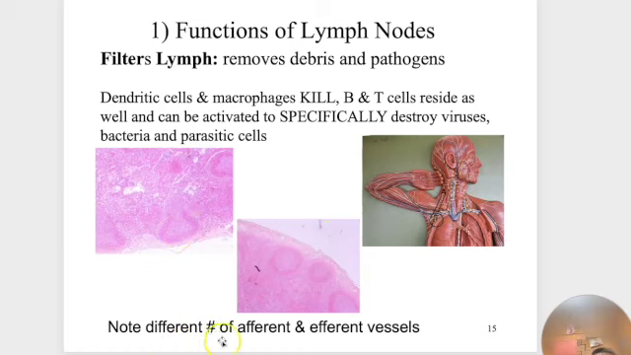Now it says note the number of afferent and efferent. Afferent, you guys remember, is vessels that are coming in. E for exit, efferent vessels. So on the afferent side, there are 3 vessels. If you look at this in the microscope and you see 3 of these, it would be afferent. Efferent has 2 vessels. Remember that, please. Afferent 3, efferent 2.